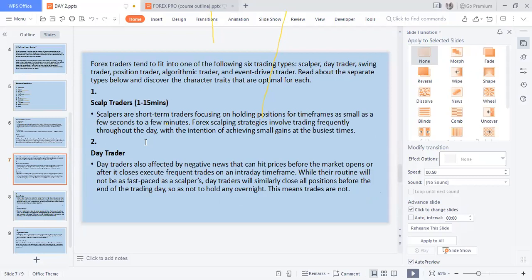Scalp traders are traders that trade for a few seconds to a few minutes. They are also very similar to day traders. It's just that scalp traders and day traders don't always like their trades to go over to the next day. Whenever a trade goes over to the next day, there's something called a swap fee. A swap fee is a fee the brokers charge you when your trade goes over to the next day.